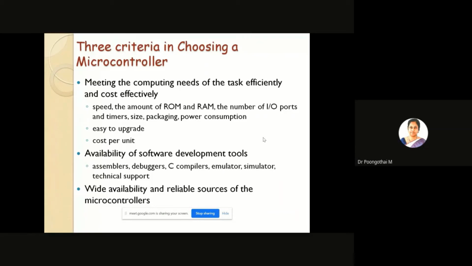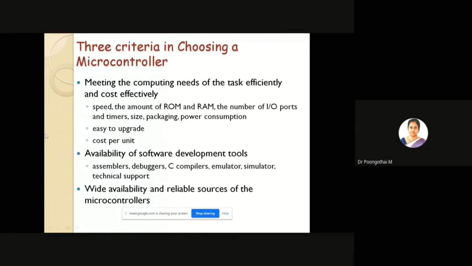And there are also 16-bit and 32-bit microcontrollers available nowadays. So out of these, what parameters do we have to think of in choosing your microcontroller? So three important points. First one is meeting the computing needs. Second one, availability of software and development tools. And third one is the wide availability and reliable sources of microcontroller. So these three criteria are used in choosing your microcontroller. That is whether it may be an 8-bit, 16-bit, or 32-bit microcontroller.